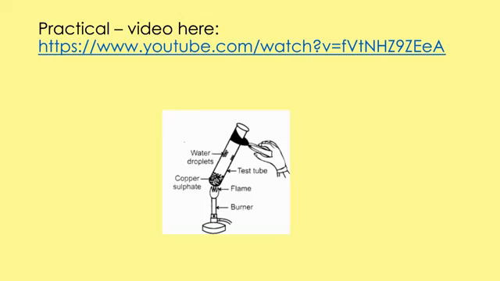So there's a diagram of the experiment that you'd see. You have hydrated copper sulfate, which is a nice blue colour. You heat it with a Bunsen burner, the water evaporates, and you end up with anhydrous copper sulfate. And then if you add the water back again, you get the nice blue crystals.